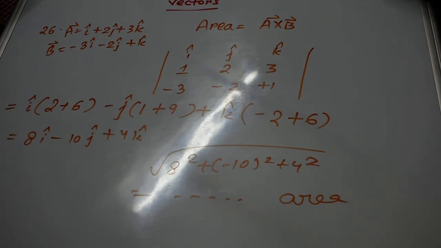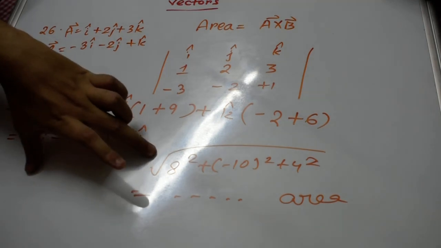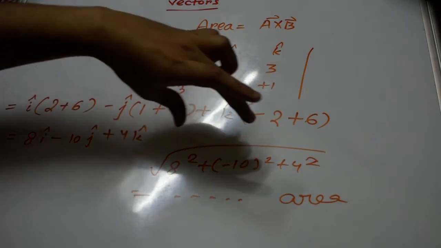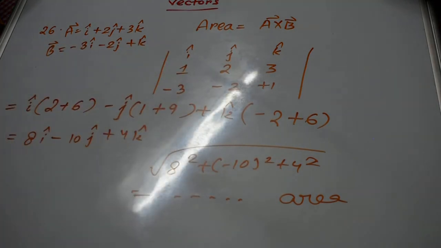So if you are given a parallelogram whose adjacent sides are known to you and you are asked to find out what is the area, first of all you will have to do the cross product to find out the resultant vector giving the area. For that vector again you use this formula and find out the area. I am not finding out the area for this particular one, I leave it to you. I know you will be able to do it.